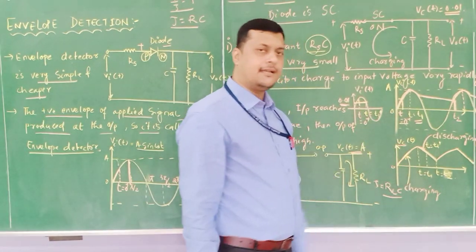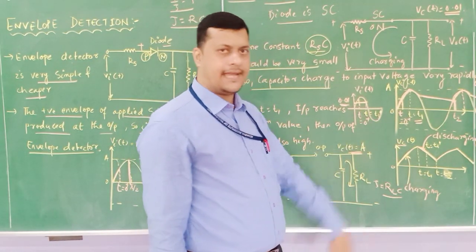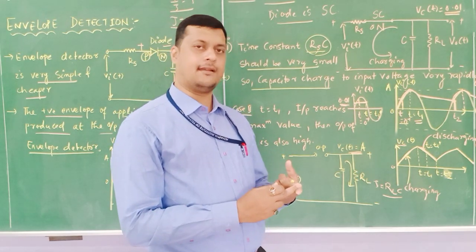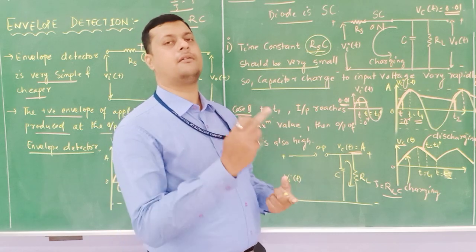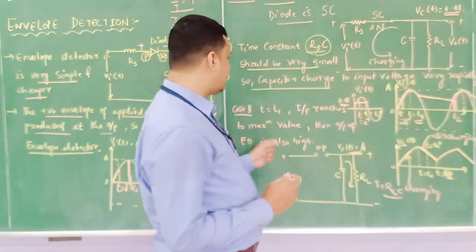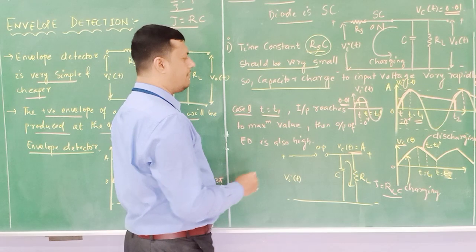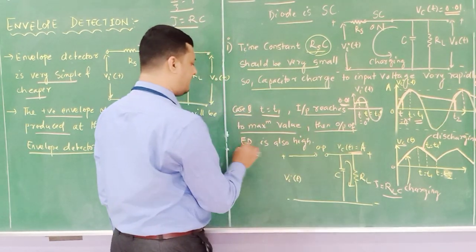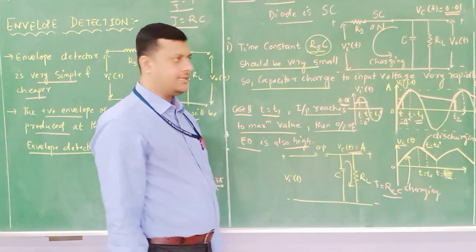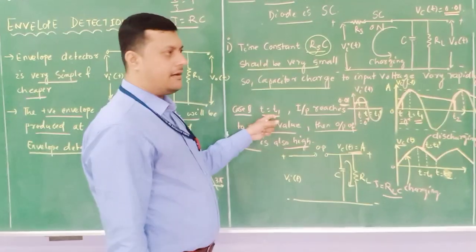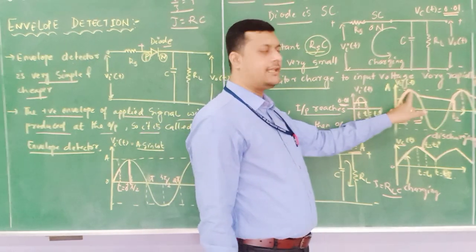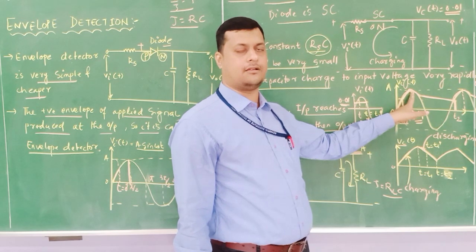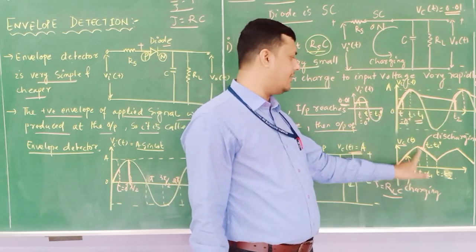Now this discharging time period will decide the presence of frequency of carrier and frequency of modulating signal. Okay, so here at t equals t1, the input reaches the maximum value, then the output of the envelope detector also is high. Yes, at t equals t1, when your input reaches the high, the output of your envelope detector, that is VC of t, also reaches high.